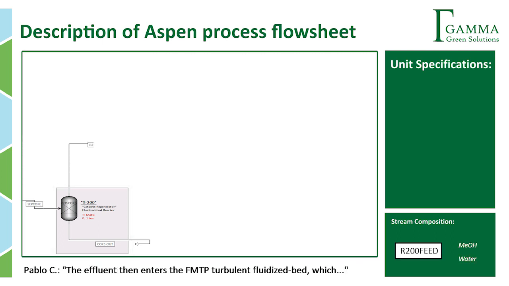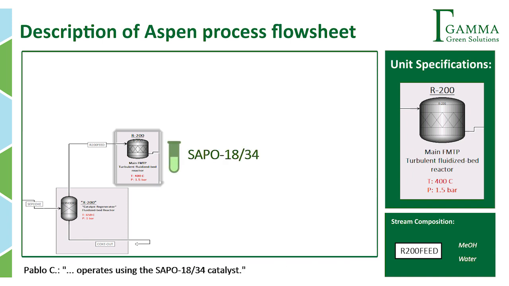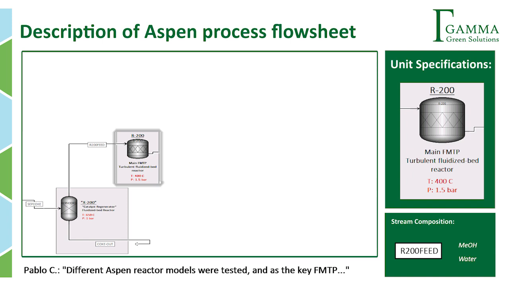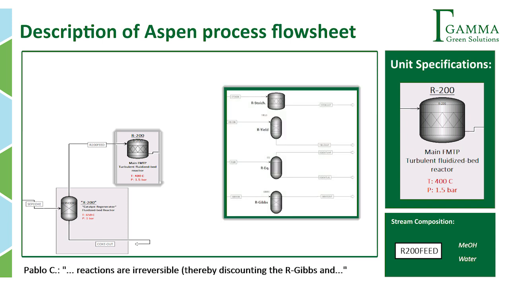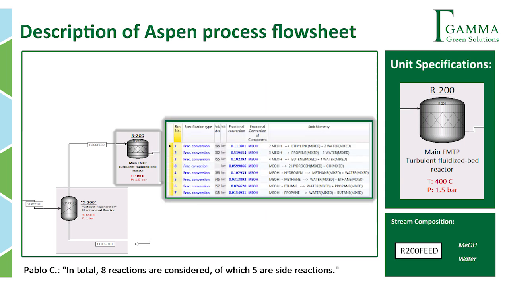The effluent then enters the FMTP turbulent fluidized bed, which operates using the SAPO 1834 catalyst. Different Aspen reactor models were tested, and as the key FMTP reactions are irreversible, thereby discounting the R-Gibbs and R-equilibrium reactors, the R-stoich reactor was chosen given its similarity to literature values and overall accuracy. In total, 8 reactions are considered, of which 5 are side reactions.